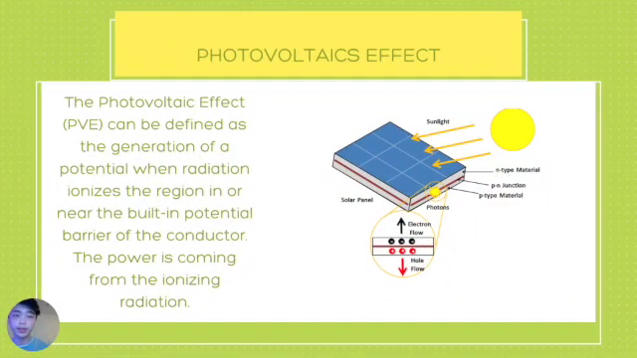Okay, so now we can talk about the photovoltaic effect. The photovoltaic effect can be defined as the generation of a potential when radiation ionizes the region in or near the built-in potential barrier of the conductor. The power is coming from the ionizing radiation. So on the right, you can see a simple model of the solar panel that consists of an N-type material, a P-type material, and creating a P-N junction. So when sunlight hits this solar panel, it will knock electrons loose, creating a pair of electron and hole, which I'll cover in the next slide.